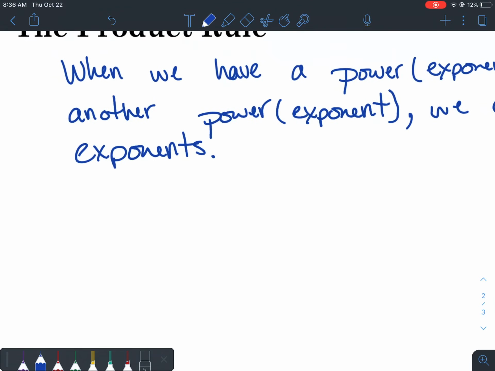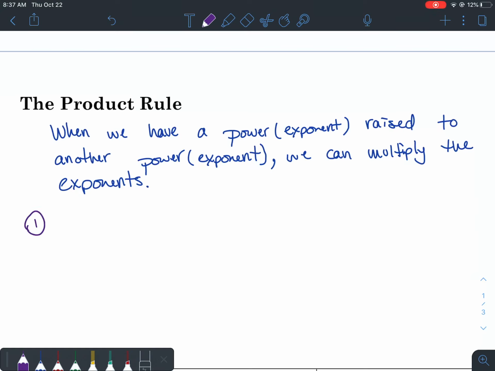Let's take a look at some examples. And we'll use the ones that we just did. So x squared to the third, right? We have a power raised to a power. So the one power is the square and the other one is the cubed. So we can write it as x to the 2 times 3, which is just x to the 6th power. We don't have to write it all in expanded form.